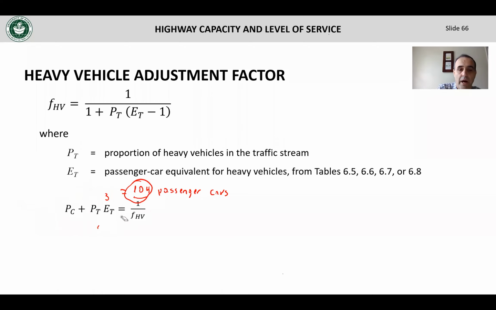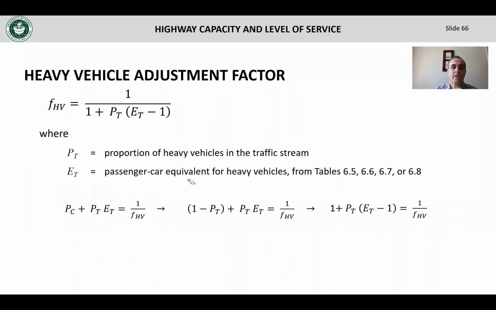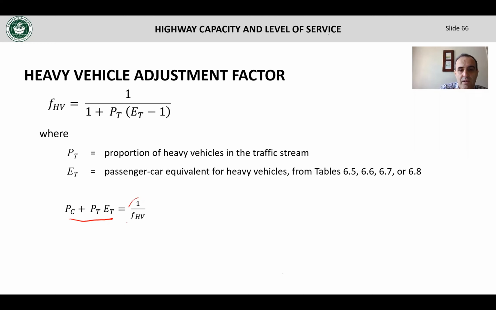Why they chose to divide by that adjustment factor? My guess is that they decided to divide by a number instead of multiplying by a number, just because the peak hour factor is divided, the number of lanes divided. So just to make it consistent, they decide to divide by another factor less than 1. But basically what we are doing here is we are saying that this has to be equal to a value greater than 1. Instead of making that value greater than 1, I want to make 1 divided by a value that is less than 1. That's what they define as the heavy vehicle adjustment.